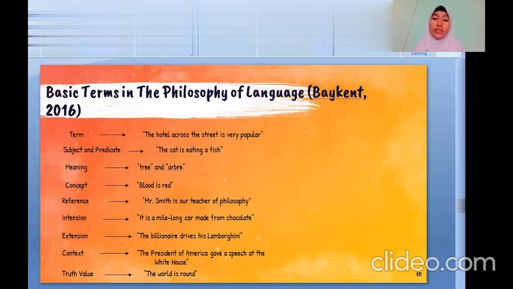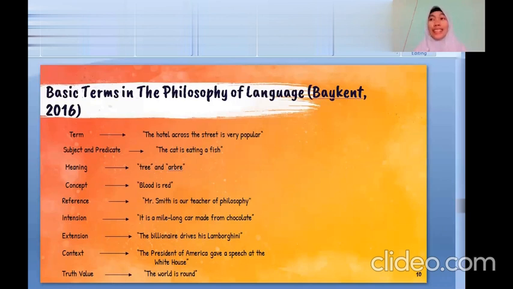And the last is about truth value. Truth value is another concept considered in philosophy of language. The relationship between language and the truth value of a sentence can be seen like the relationship between language and words. The traditional view of truth value claims that the truth value of a sentence is associated with its correspondence. The truth value, for example, the word is round.